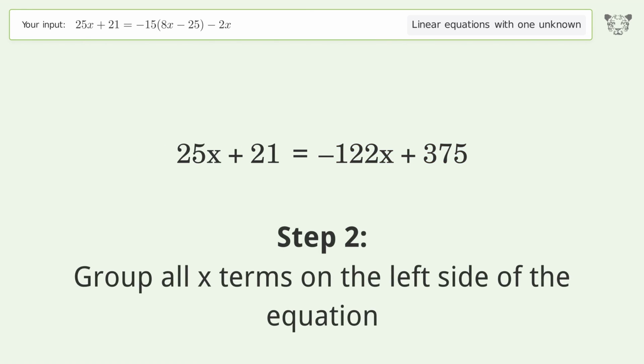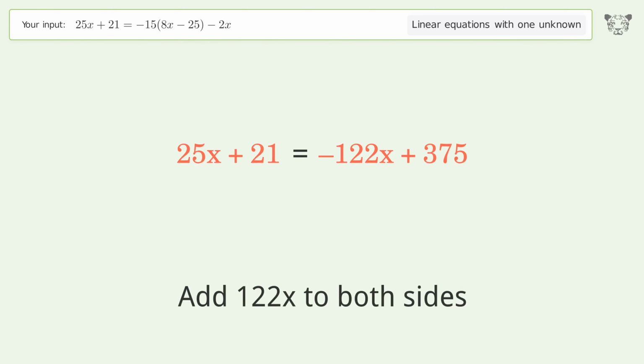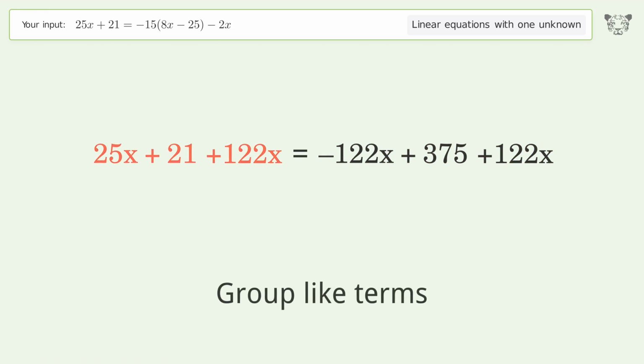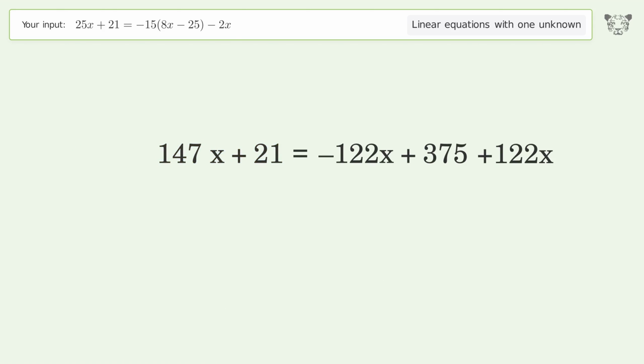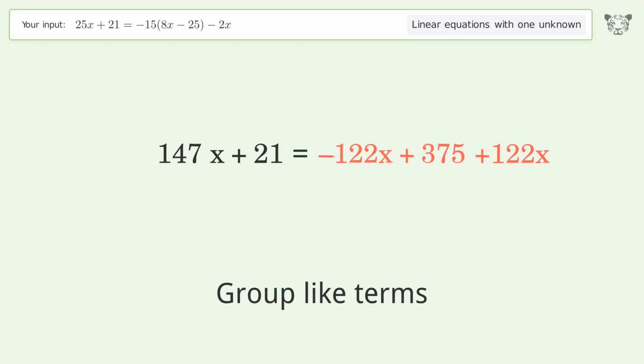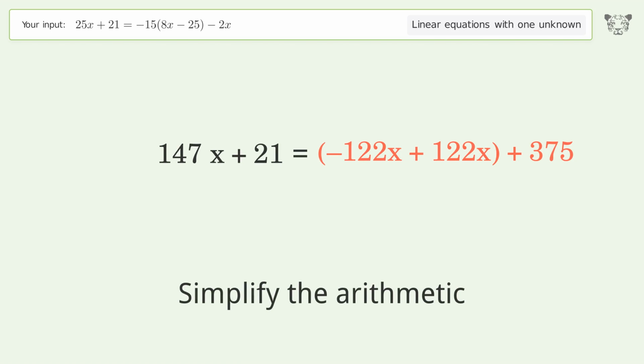Group all x terms on the left side of the equation. Add 122x to both sides. Group like terms. Simplify the arithmetic. Group like terms. Simplify the arithmetic.